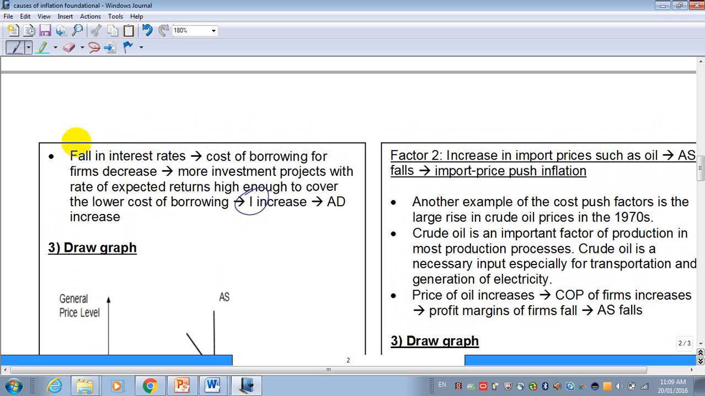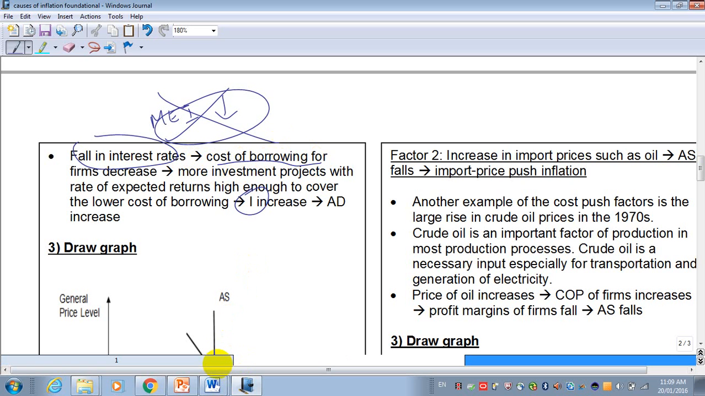Okay? Now, please don't tell me that with a fall in interest rates, the MEI will fall. Alright? This is wrong. Please do not say that. The expected rate of returns on investments remains the same. With a fall in interest rates, it's just that the cost of borrowing for firms will fall. It's cheaper for them to borrow. So more investment projects with the expected rate of returns high enough to cover the lower cost of borrowing will increase. There will be more projects where the expected rate of returns can cover the cost of borrowing, and therefore the investments increase. So take note that when there's a fall in interest rates, the MEI does not fall.